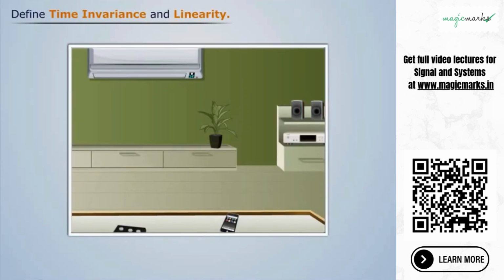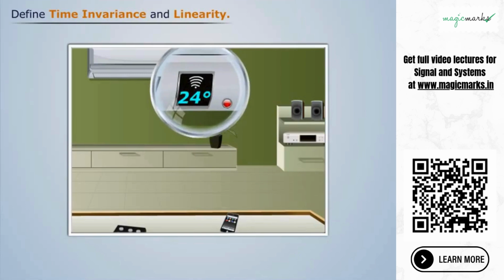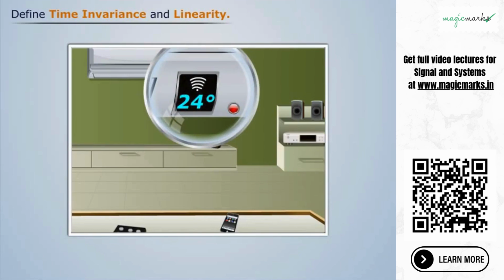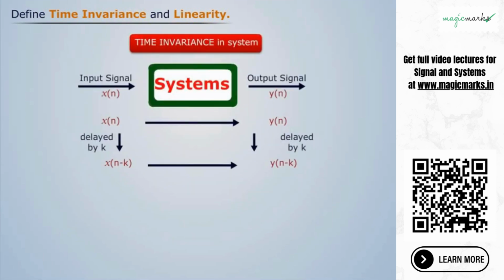Let us consider an air conditioner, which is initially set at 24 degrees. When it's very hot, we'll lower the temperature, let's say by 4 degrees. The output then results in a lowered temperature of 20 degrees. Thus, the change in input results in a change in output. A similar process occurs in the case of time invariance.